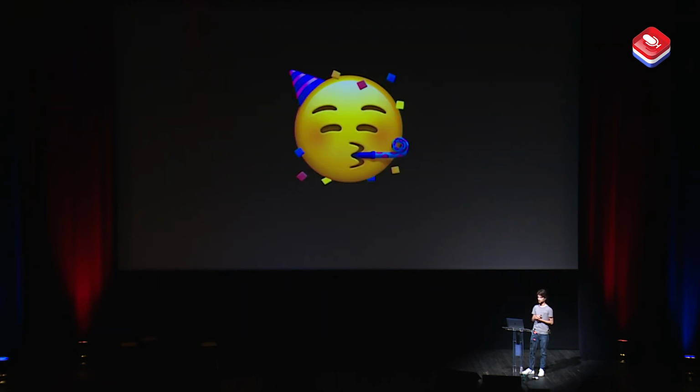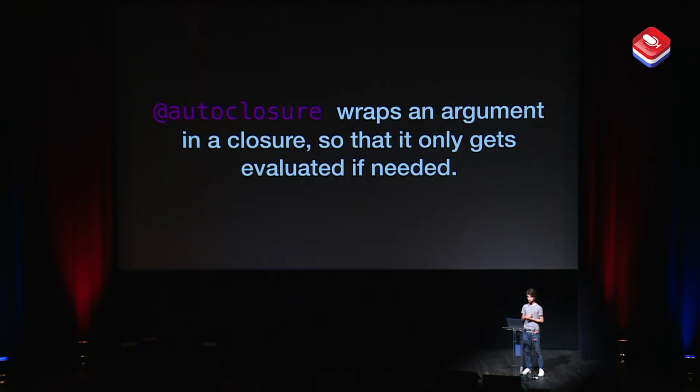So, kind of cool, autoclosure, right? And now if someone asks you what autoclosure is, you can say, well, it's an annotation that lets the compiler know that it needs to wrap an argument inside a closure. This way, you can evaluate the argument only when you need to and if you need to.